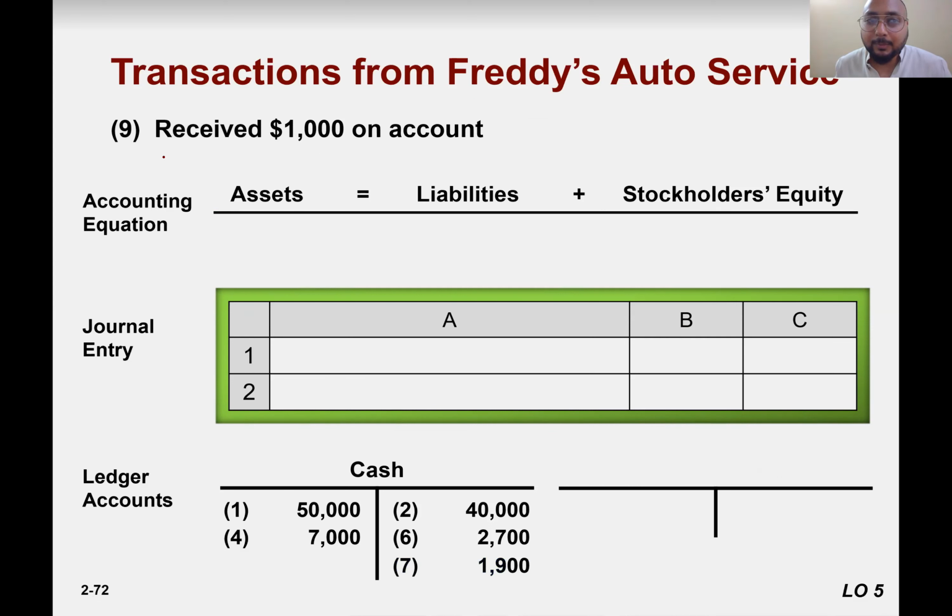Now record this transaction. Received 1000 on account. So which two accounts are going to hit? First of all, receive means receive cash, okay? Cash is going to be, so what is the other account name? It's up to you. Now think about that. What is that one? Accounts receivable.